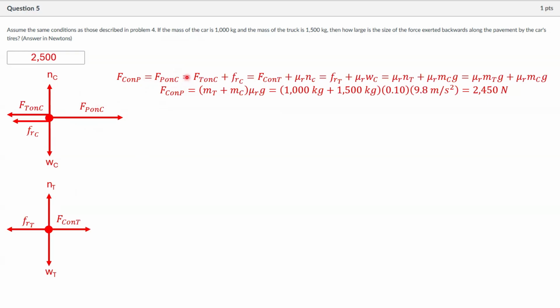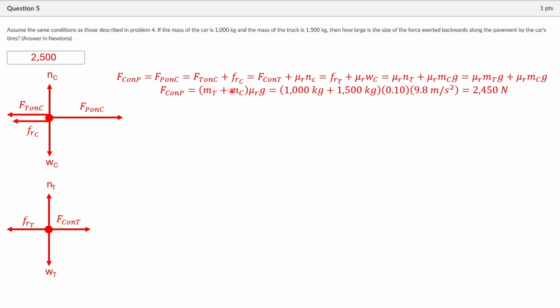That, in turn, because we know these things are not accelerating, has to be equal to the combination of the rolling friction applied to the car and the force of the truck pushing backwards on the car. So this summed must equal that because F net x has to be 0. Okay, well, now we're going to play another third law game, and that's to say this thing here has to equal that thing there.